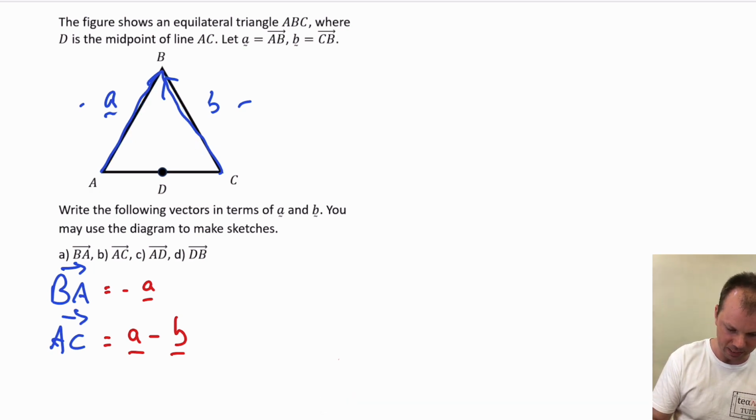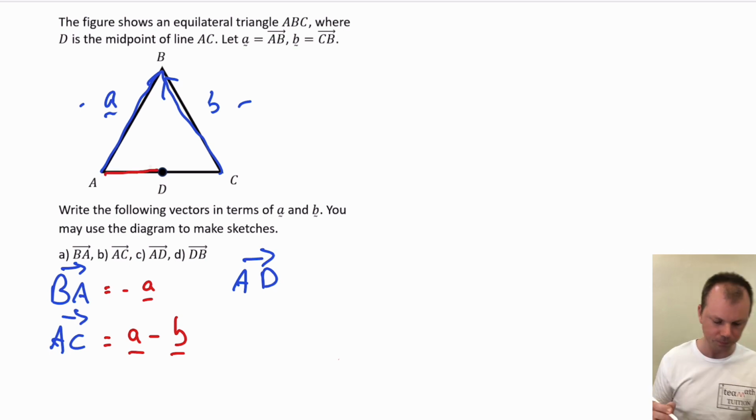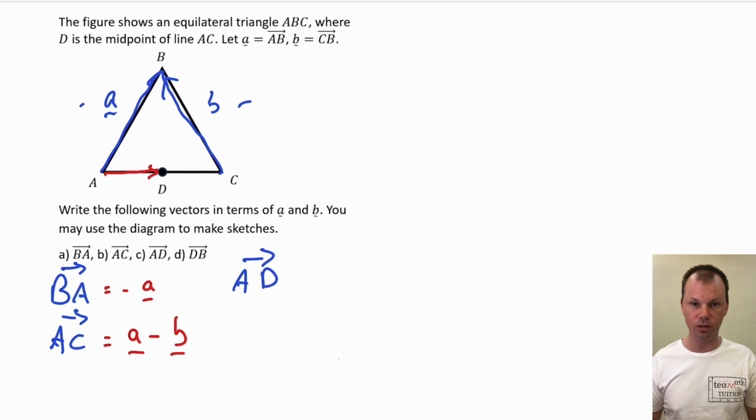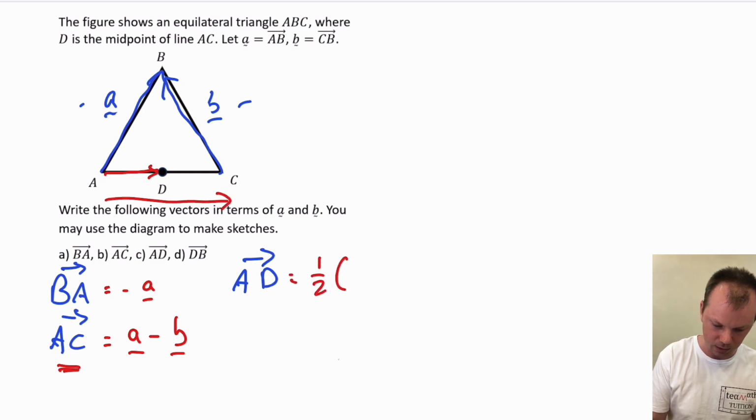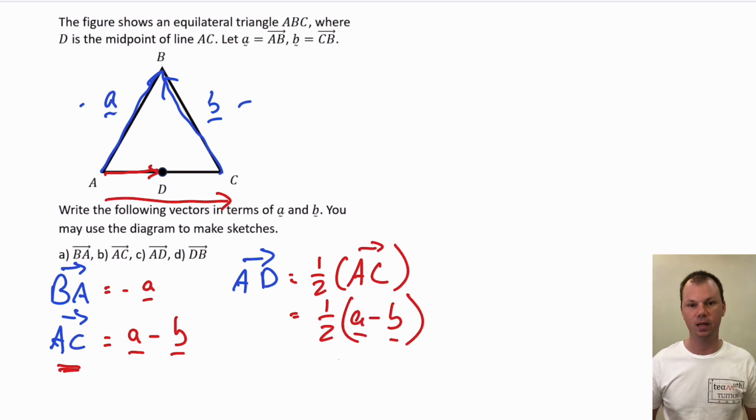Now we've got AD. And this one's a little bit more tricky. So this time we only want to go to here. Now looking at that strictly in terms of A and B is a little bit tricky to see, but we could also look at finding AD in terms of AC, which we've already found. And we know that AD is just half the length of AC. So we can just write that AD is half AC. Which is half A minus B, and we're done.